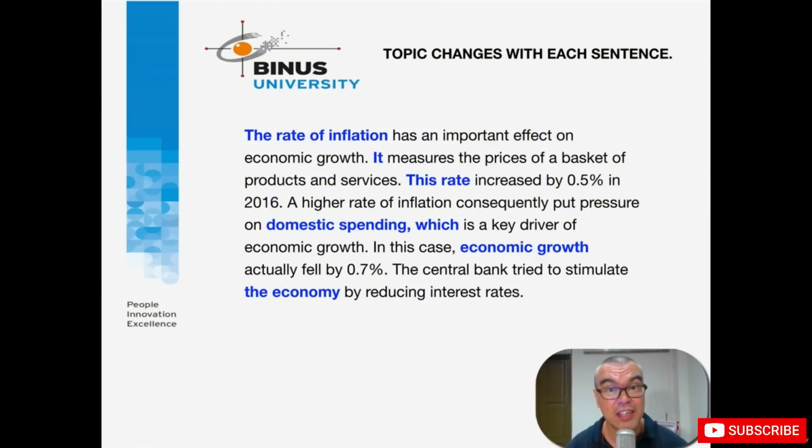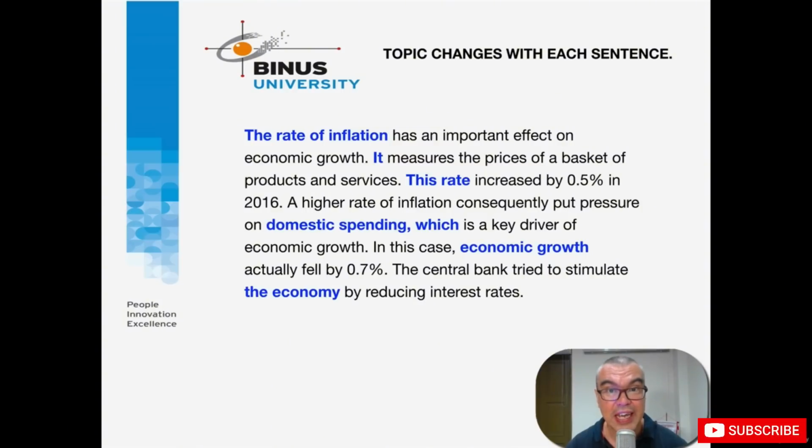Let me read the first example out to you. The rate of inflation has an important effect on economic growth. It measures the prices of a basket of products and services. This rate increased by 0.5% in 2016. A higher rate of inflation consequently put pressure on domestic spending, which is a key driver of economic growth. In this case, economic growth actually fell by 0.7%. The central bank tried to stimulate the economy by reducing interest rates.